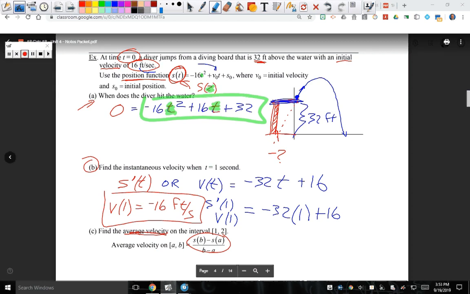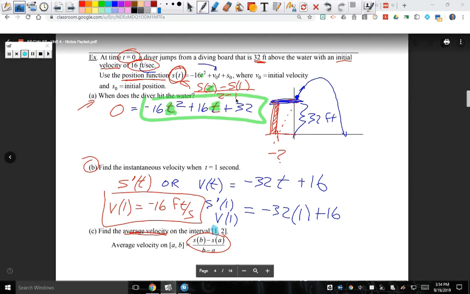You with me? And then you would plug in 1, because that's your lower x value, and it would be minus s of 1, all over 2 minus 1. Questions? Okay, so follow me, here we go.